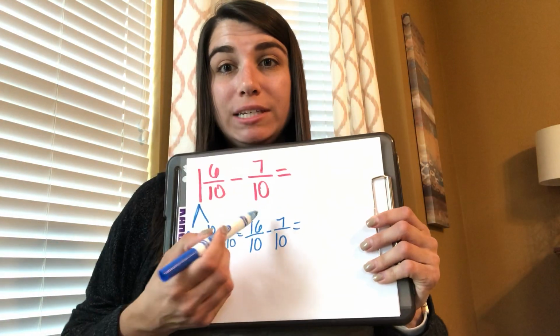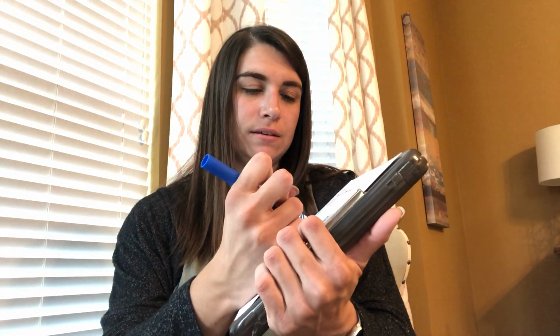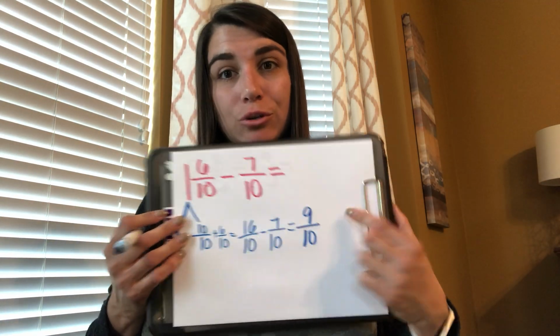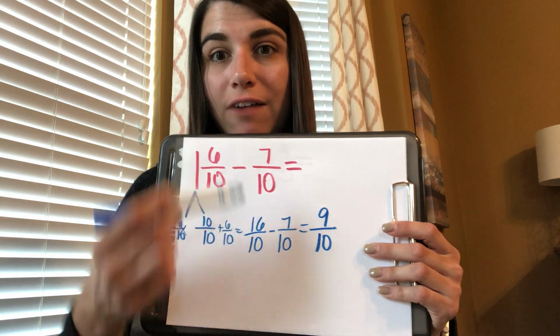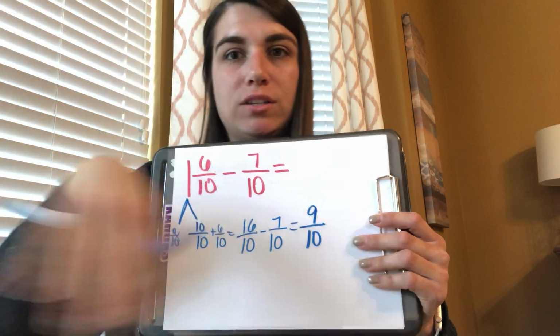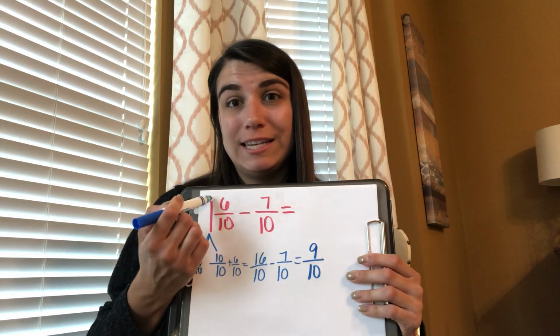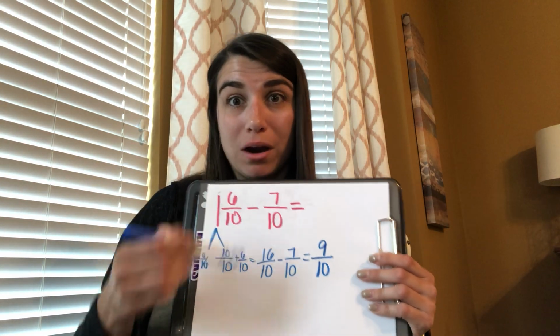All right, so now what I'm going to get is 9 tenths. So 16 minus 7 is 9 tenths. So you hopefully got that one correct after we took a moment to fix our answer if we were stuck up here. But when the bottom is bigger, the 7's bigger than the 6, you can't just subtract them. So you have to borrow, you have to break it apart.